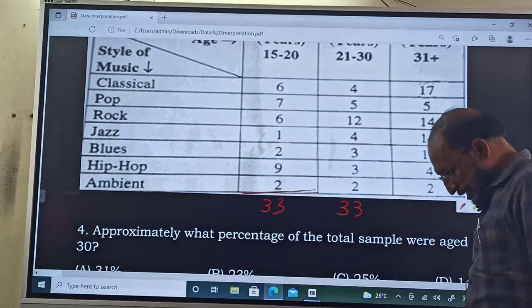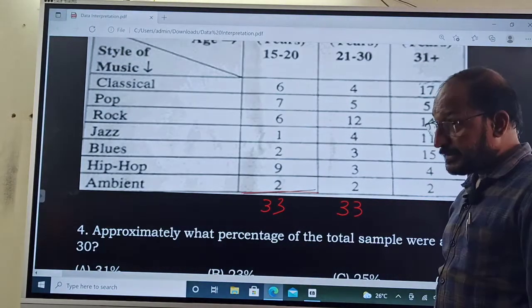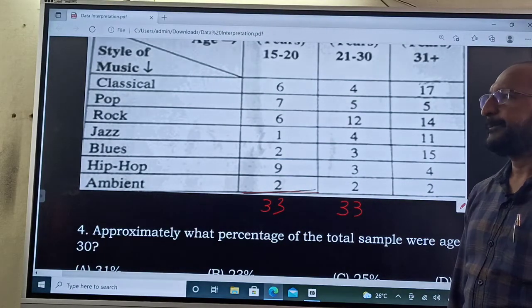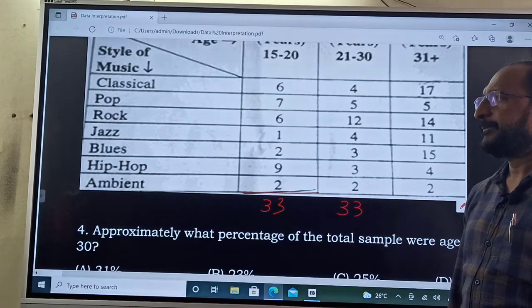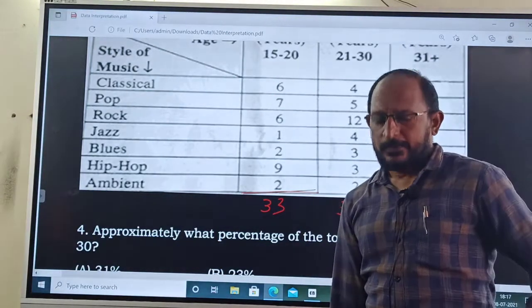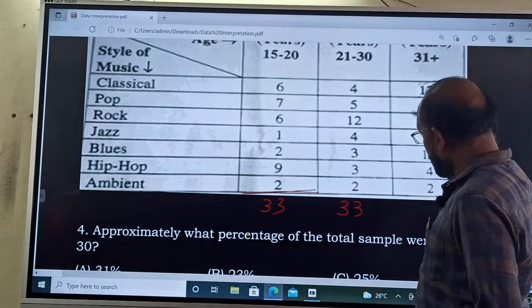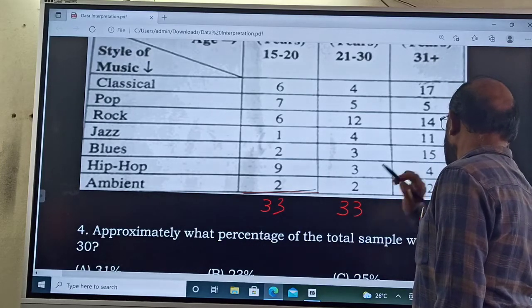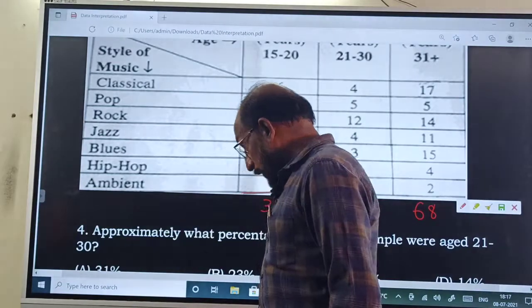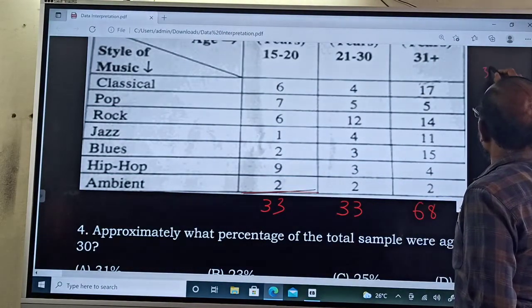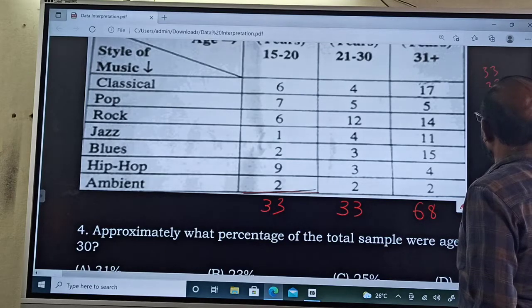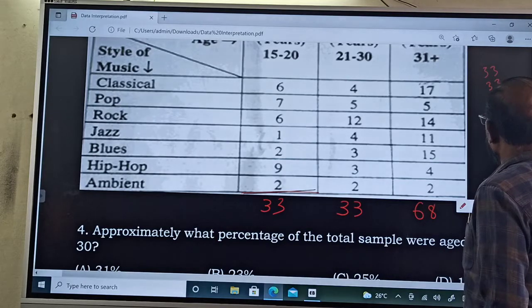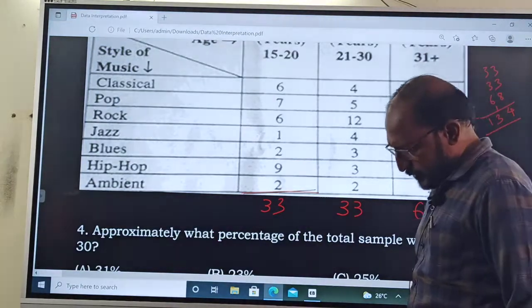This total, how much? 68. Total how much, the last column? 31 plus 68, sir. 68. Now what is the total of that one? 33, 33, 68. How much? 134. Overall, 134 students are there.